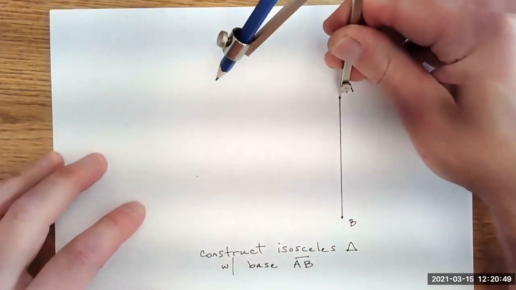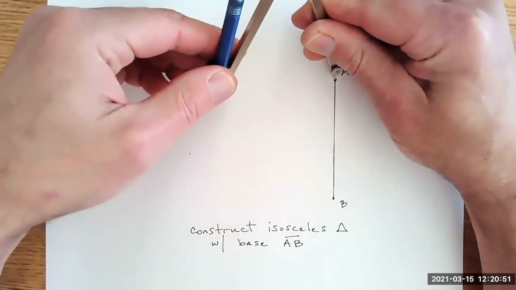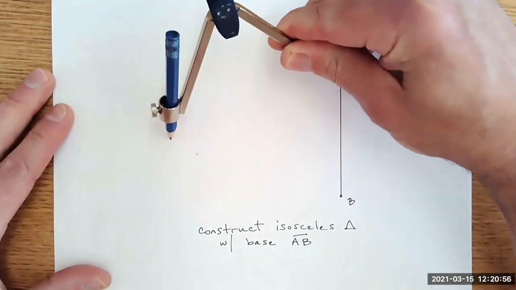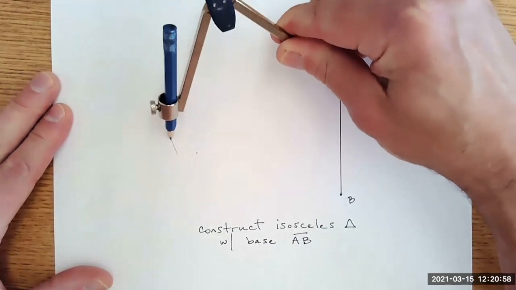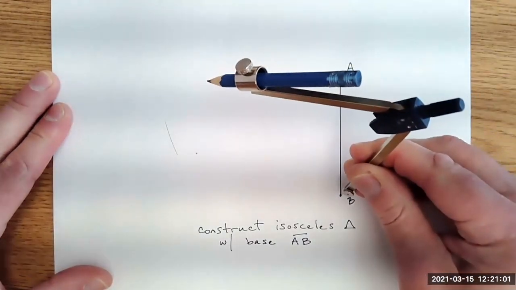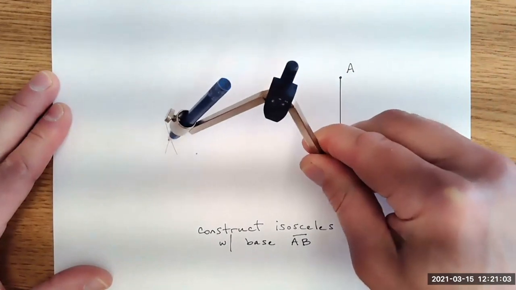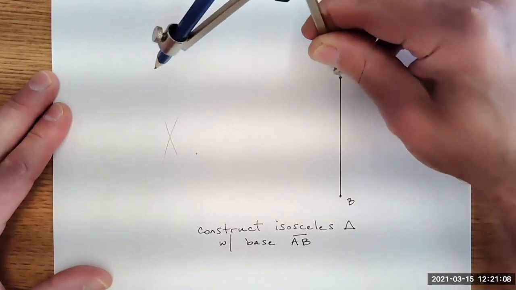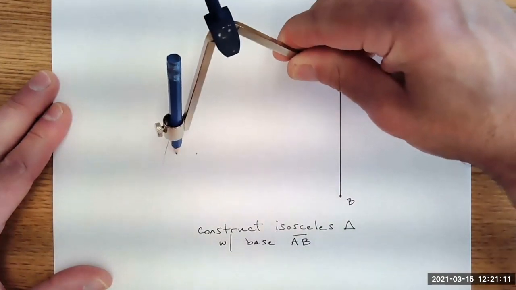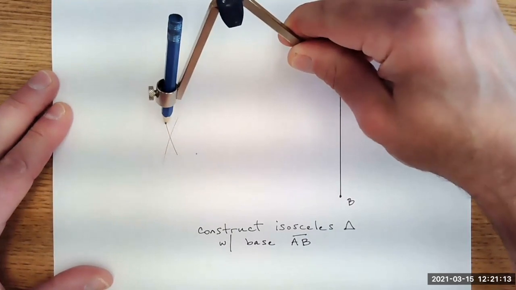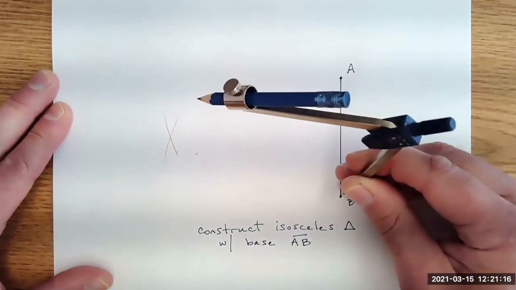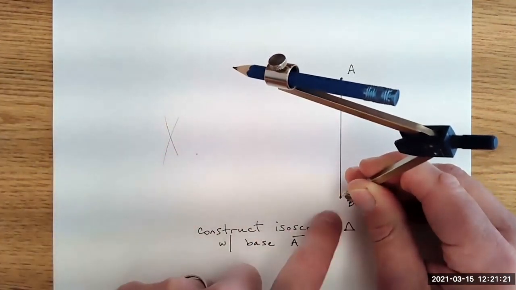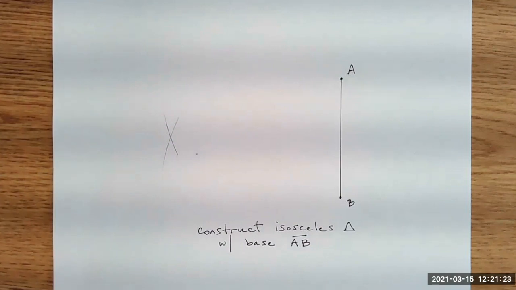I can choose any distance on my radius for my compass here, and I'm going to throw two arcs to one side of AB. And those two arcs are going to be equidistant from A and B. If you remember from copying a segment, I can use the same technique to have two segments that are congruent to each other. Doing this will cause me to have two sides of this triangle to be congruent to each other.